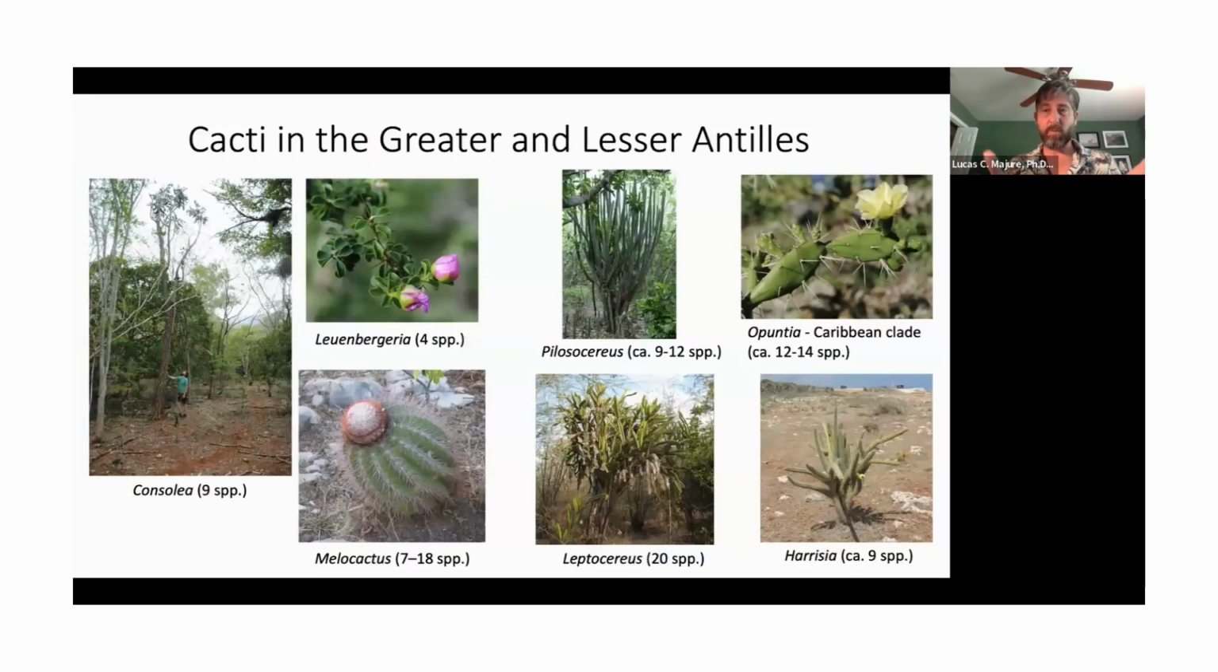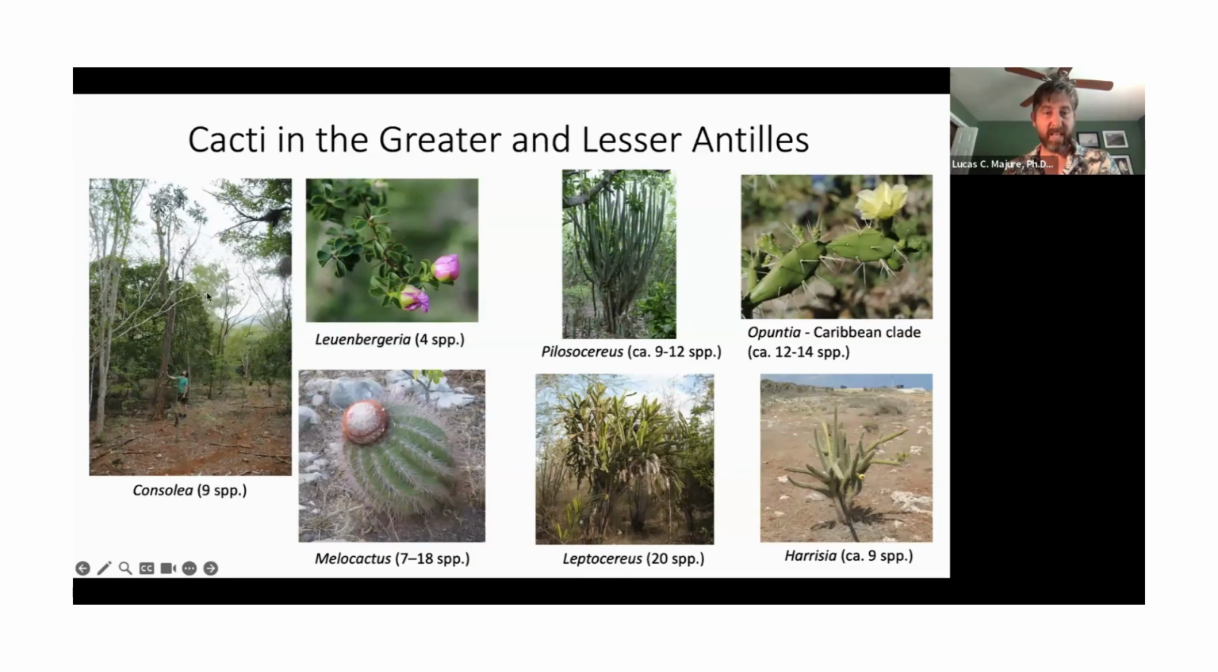So this gives you an overview of what you would expect in the Greater and Lesser Antilles, in the Caribbean region as a whole, when you're thinking about the diversity of cacti and the numbers of species. And this is not everything. This is just a cross section that I wanted to show you quickly.